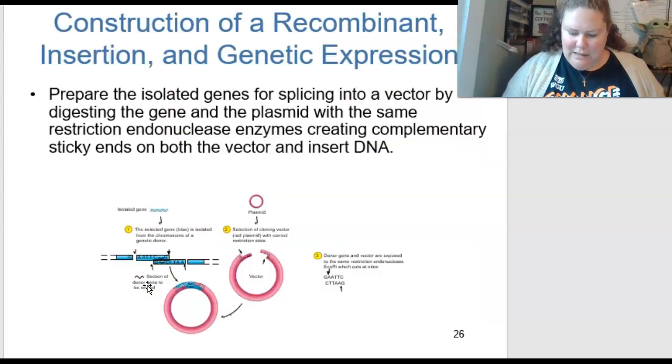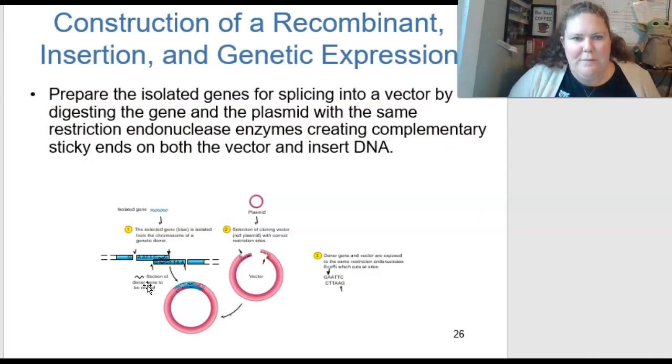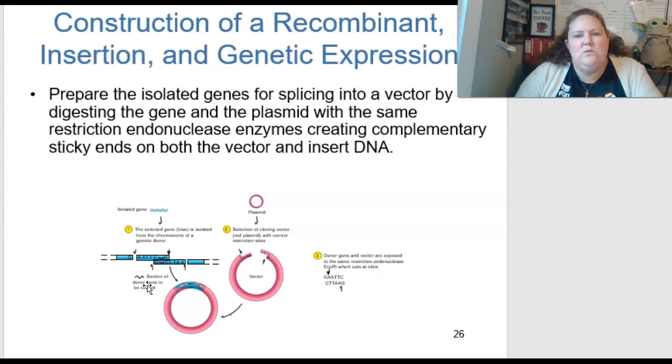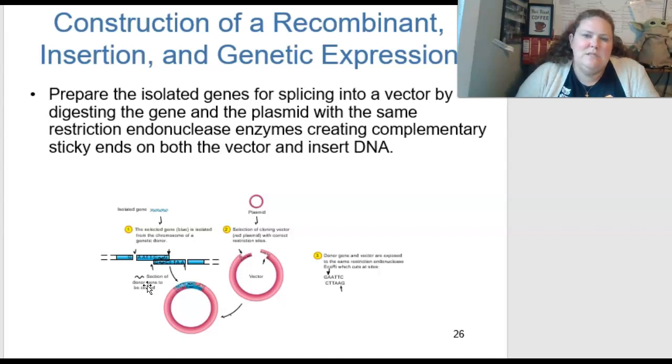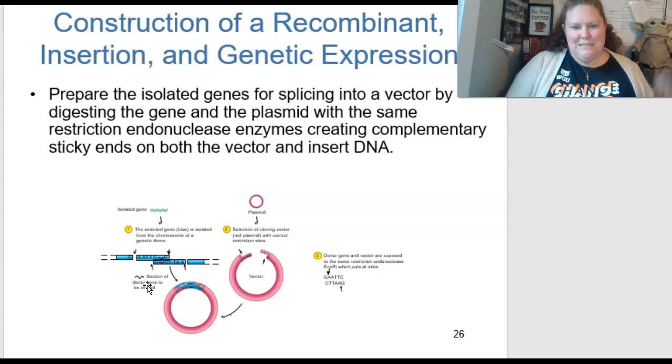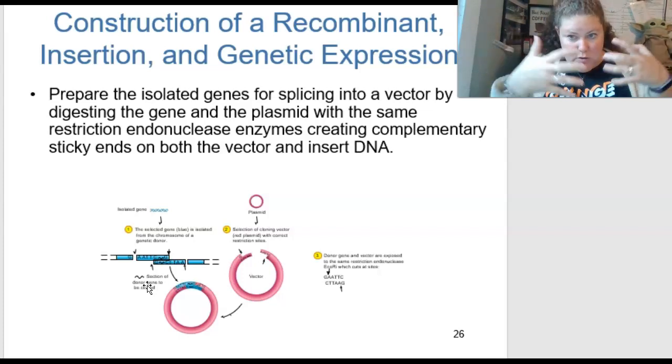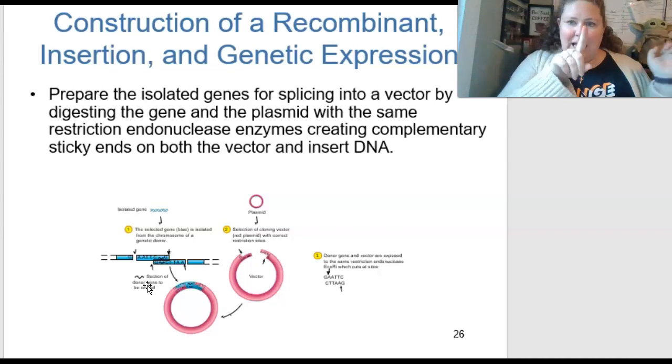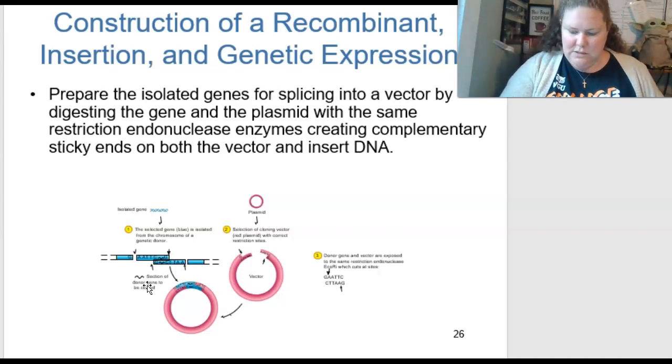So looking at this is Figure 10.1, the first part of it. And so how do we do this? Well, we prepare the isolated genes for splicing into a vector by digesting the gene and then the plasmid with the same restriction endonuclease enzymes. And this creates a complementary sticky end. Remember, the areas that we can glue together on both the vector and the DNA that we want to insert.